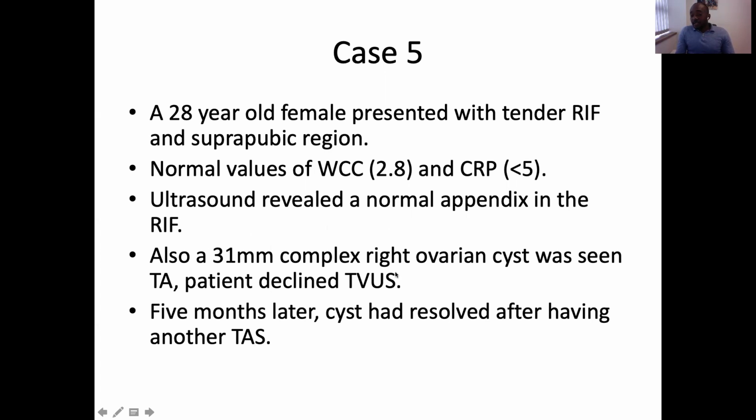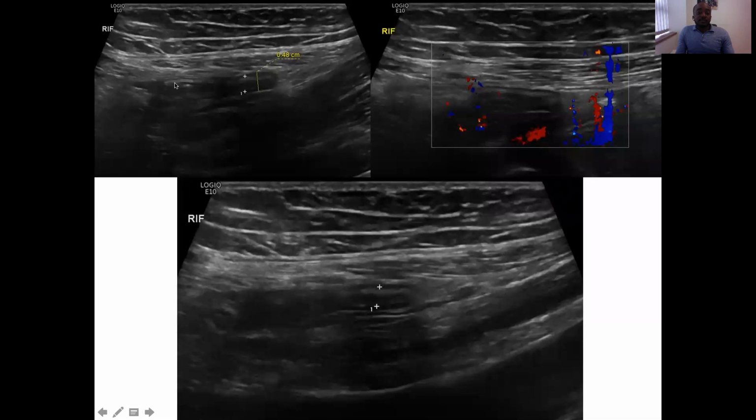Complex ovarian cyst on transabdominal ultrasound. Patient did not have a TV scan. It was declined. But the patient had a scan again in 5 months' time, and the hemorrhagic cyst had resolved on another scan. So this was the appendix here, and you can see in color Doppler just some artifactual Doppler signals. They are not real. That's the appendix there.